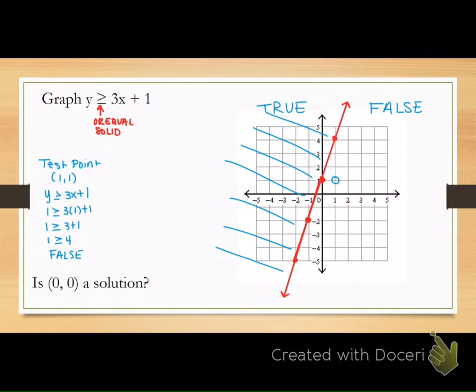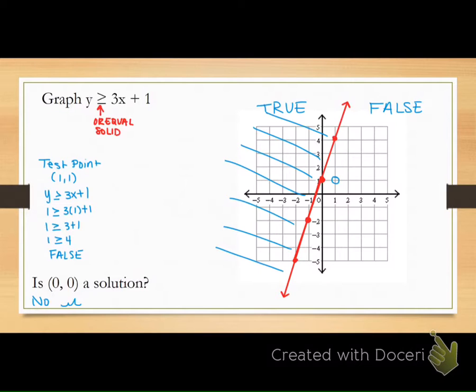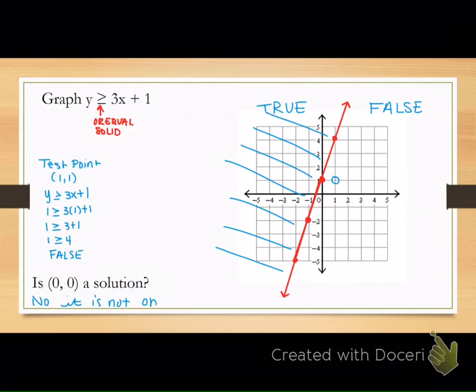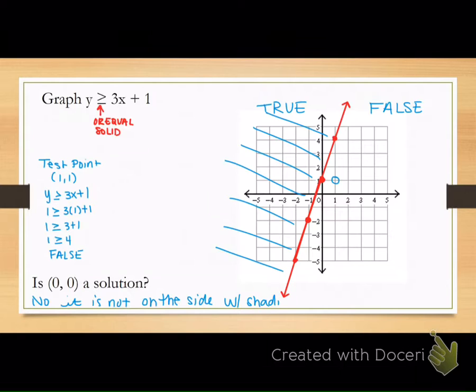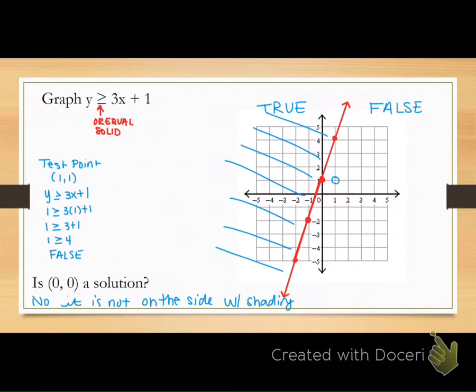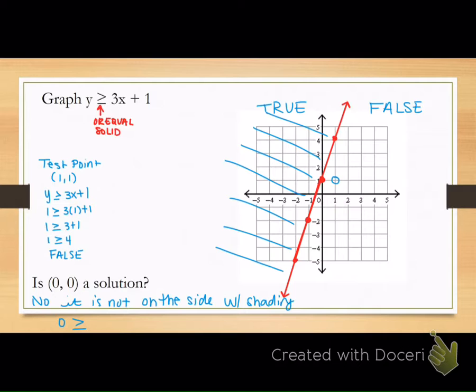Tanari? It's on the false side, right? It's on the false side of the line. It's not on the true side. So it's not on the side with the shading. So, no, it is not on the side with shading. You can plug it in. You can also say, well, 0 is greater than or equal to 1 is not true. That's another way to look at it.